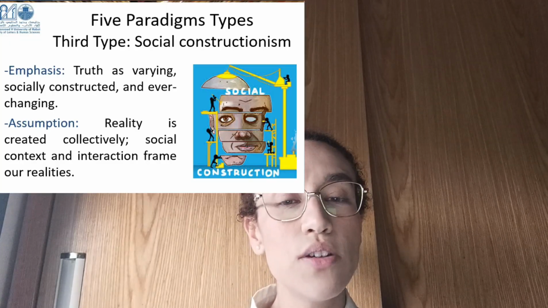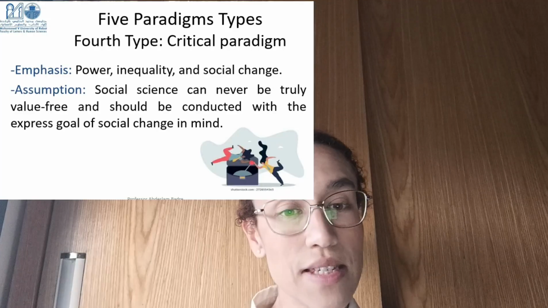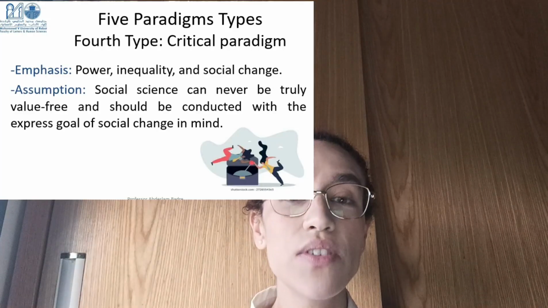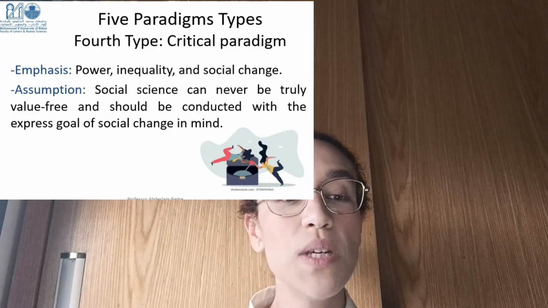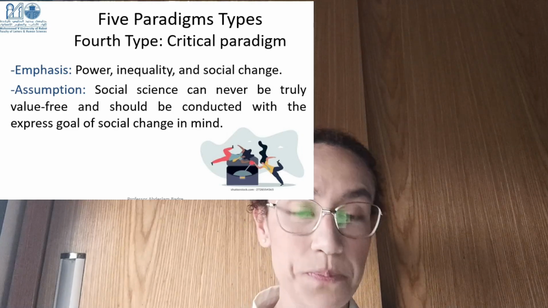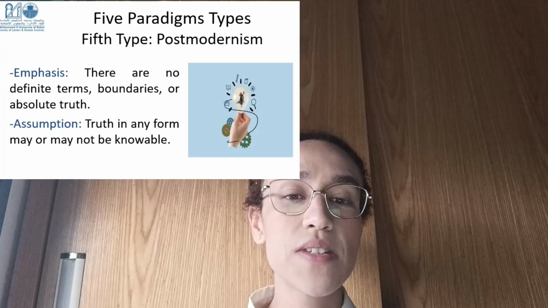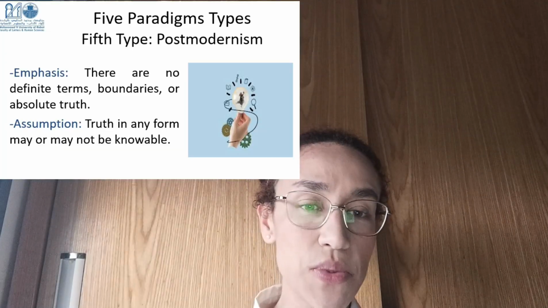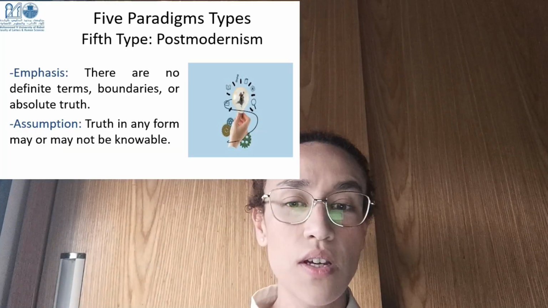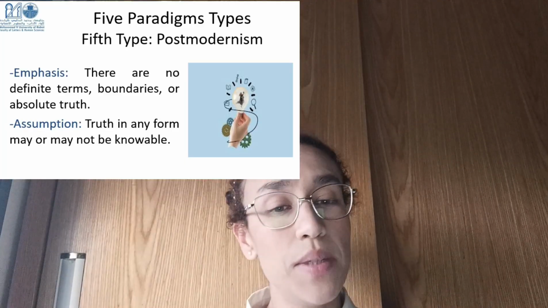The fourth type is the critical paradigm. Its emphasis is on power, inequality, and social change. Its assumption is that social science can never be truly value-free and should be conducted with the express goal of social change in mind. The fifth type and the last one is postmodernism. Its meaning is that there are no definite terms, boundaries, or absolute truth. And its assumption is that truth, in any form, may or may not be knowable.